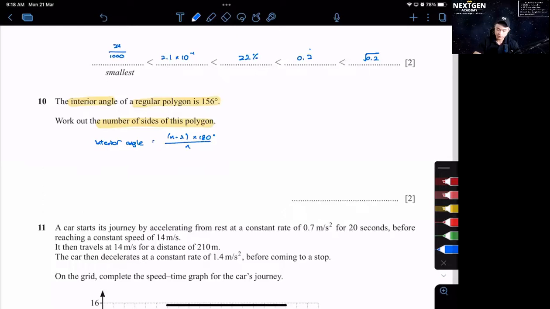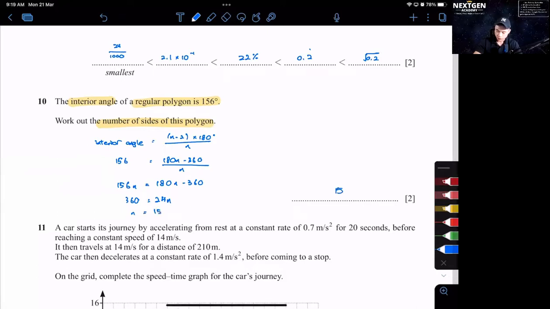So let's fit it into here and find what n is. The interior angle they give us is 156 degrees. We can expand this: 180n minus 360 over n. This will be 156n equals 180n minus 360. Let's rearrange it: 180 minus 156 is 24, so 24n equals 360. 360 divided by 24, and I get 15 sides.